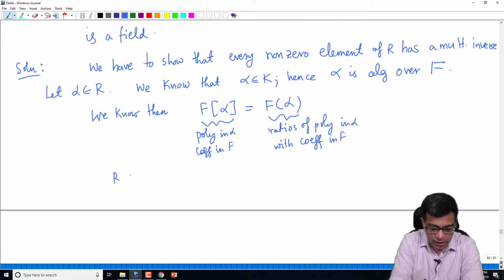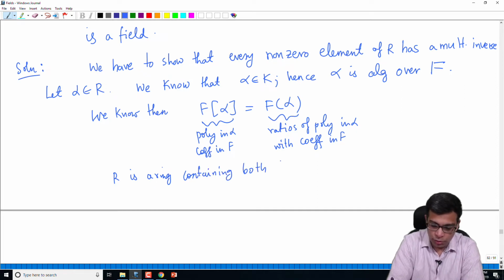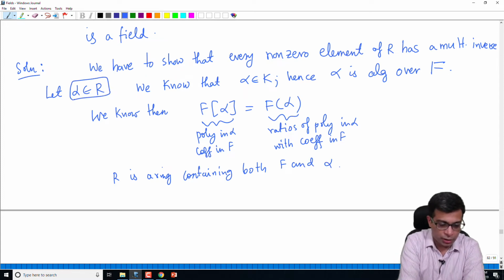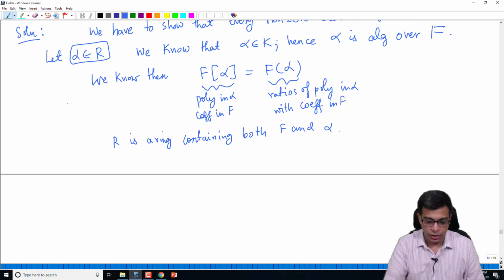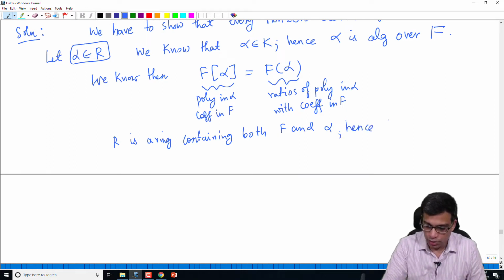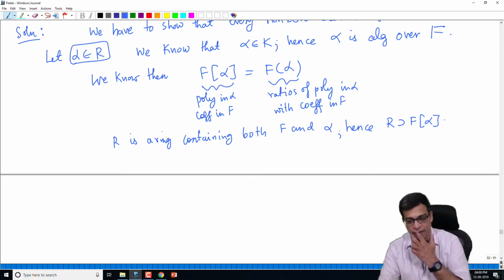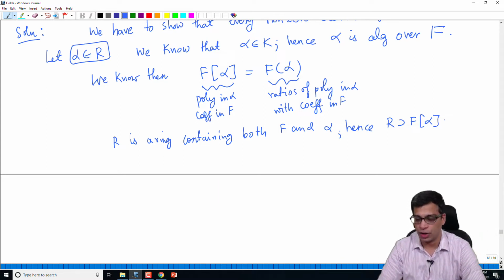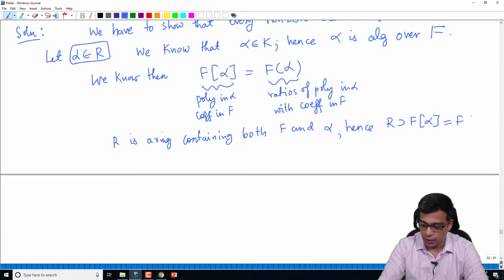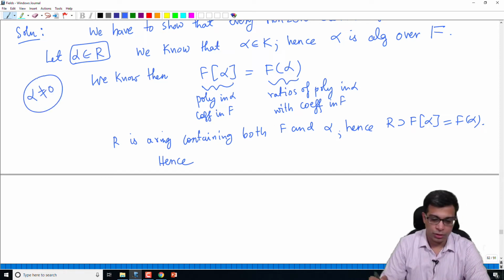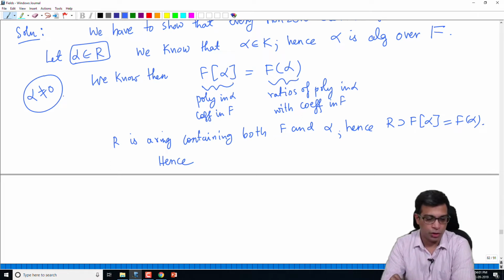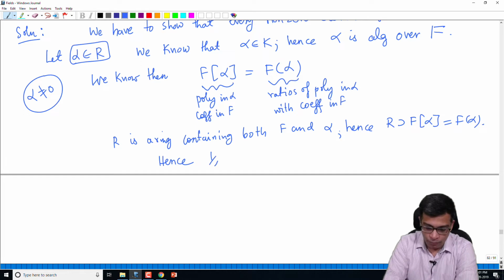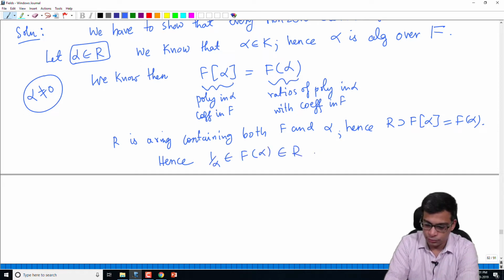But then R is a ring containing both F and alpha. Remember, we took alpha in R, and of course F is contained in R, that is the hypothesis. So it contains both F and alpha, hence R contains F[alpha], because F[alpha] is the smallest ring in K containing F and alpha. So R contains F(alpha) also, but that, as we just observed, is the same as F[alpha]. Here I should take alpha to be non-zero, because if it's already in F, there is nothing to do. So we might as well assume that alpha is not in F. And hence 1 by alpha, which is in F(alpha), is in R. Okay, so R is a field.